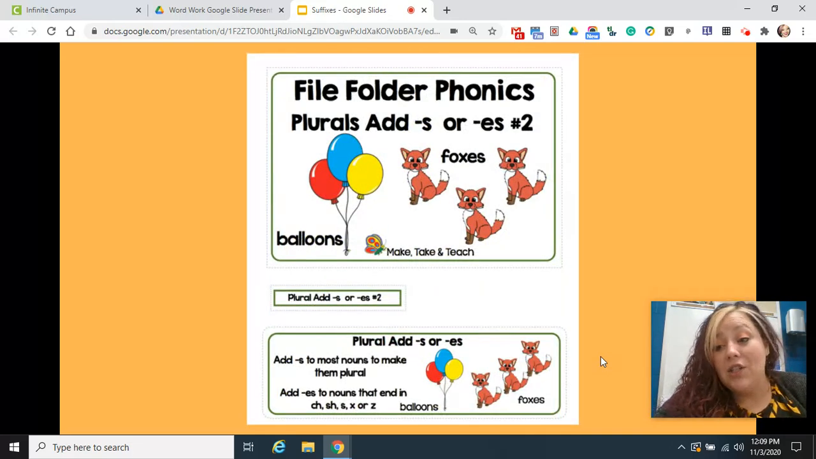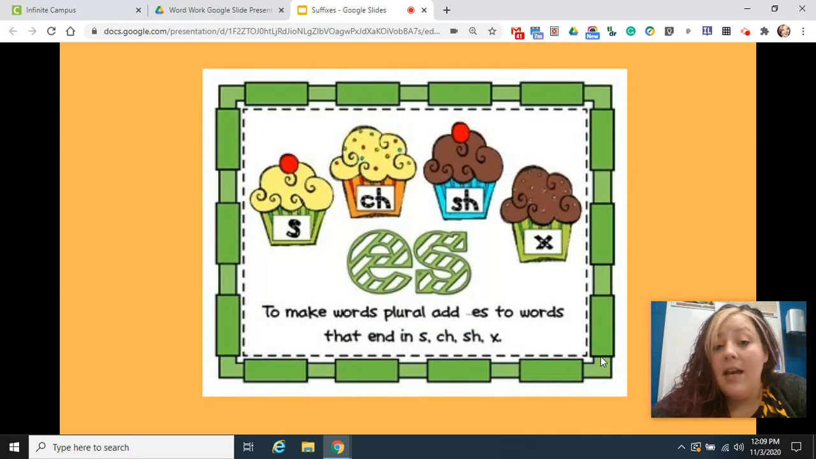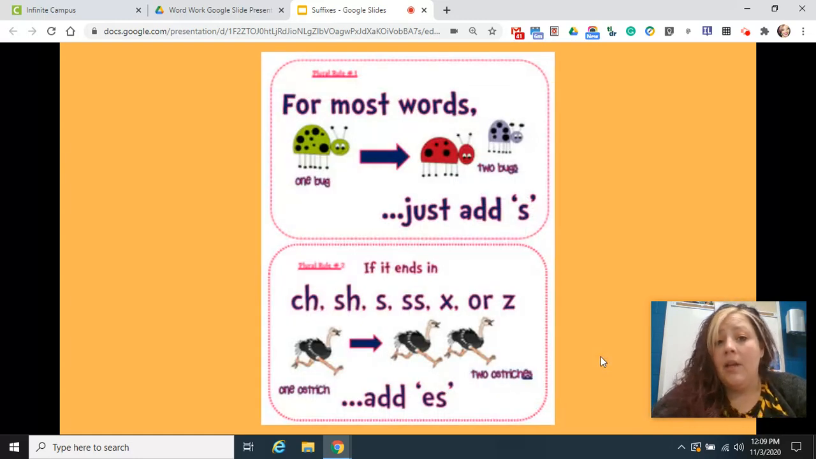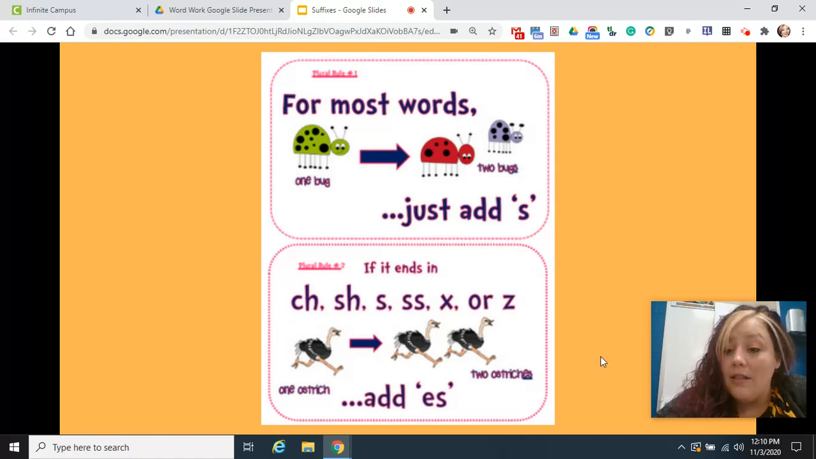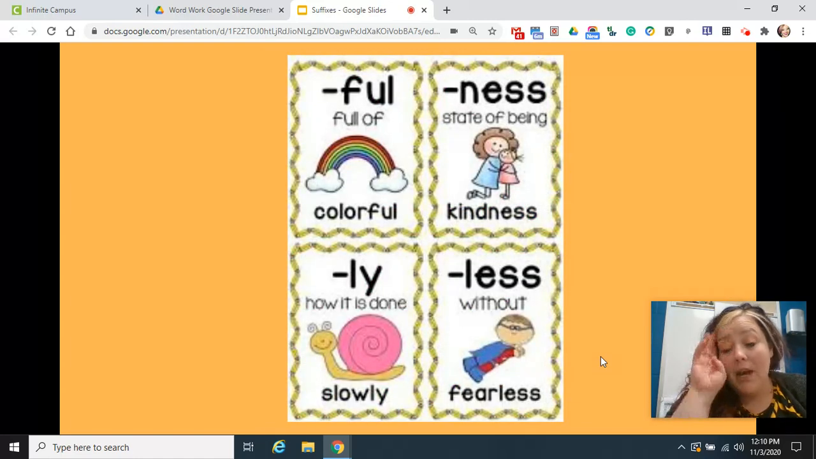We also see adding s to a lot of our words. And actually most of the time, we just add s if we want to talk about plural, or more than one. Every now and then, though, we need to add es to it, like foxes. That gets an es. So when would you use that? You use es if the word ends with s, ch, sh, or x. If that's the case, then they get es. For most words, you just add an s, though. So you have one bug, but now you want to write two bugs. Just gets an s. But if it ends in ch, sh, s, double s, x, or z, then you add es, like ostriches.